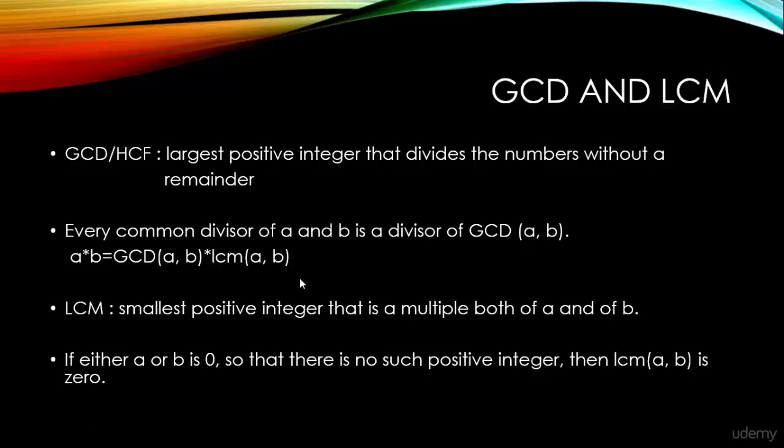Lowest common multiple. The lowest common multiple or smallest common multiple of two integers A and B is the smallest positive integer that is a multiple both of A and of B. Since it is a multiple, it can be divided by A and B without a remainder. If either A or B is 0, so that there is no such positive integer, then LCM of A comma B is defined to be 0.